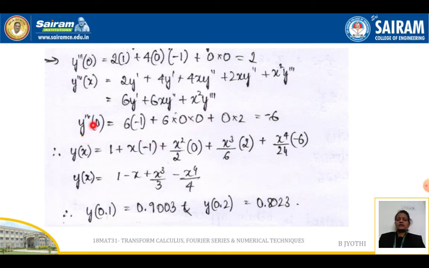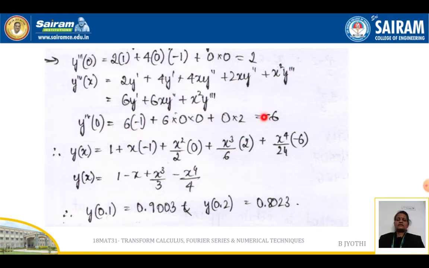That is, y4 of 0 gives us 6 times minus 1 plus 6 into 0 plus x square into y triple dash, where the x value is 0. So the second term and the third term, which contain x, will become 0. Only the first term remains, so it is equal to minus 6.